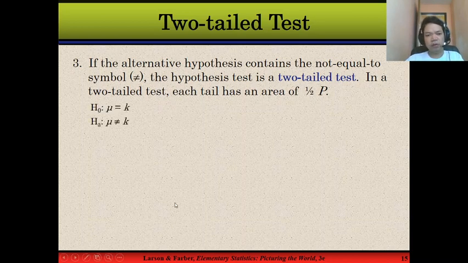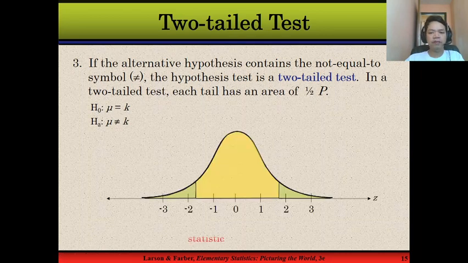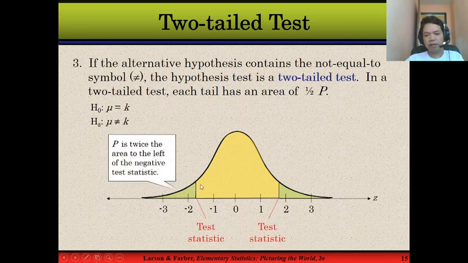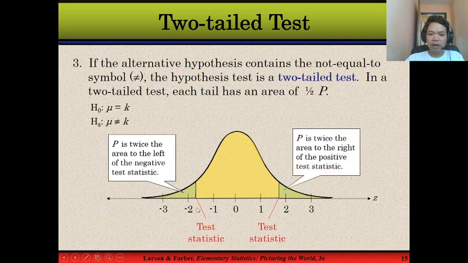Okay, ganito naman yung itsura ng null sa kanang alternative hypothesis in a two-tailed test. So, equal kay null hypothesis, not equal kay alternative hypothesis. So, ito naman yung kanyang probability curve. Siyempre, meron siyang dalawang test statistics. Dahil ito ay nasa left side, so ibig sabihin, ang test statistics dito negative. At dahil ito ay nasa right side, ibig sabihin, ang test statistics dito ay positive.